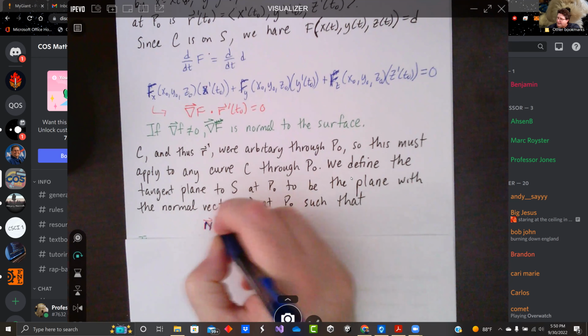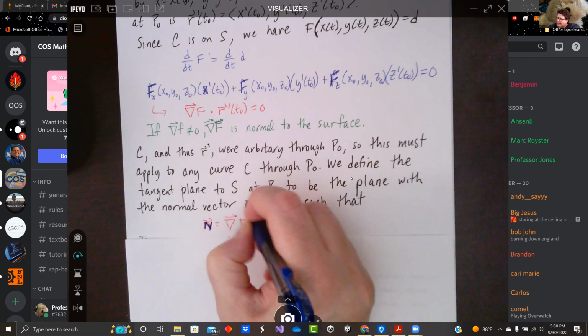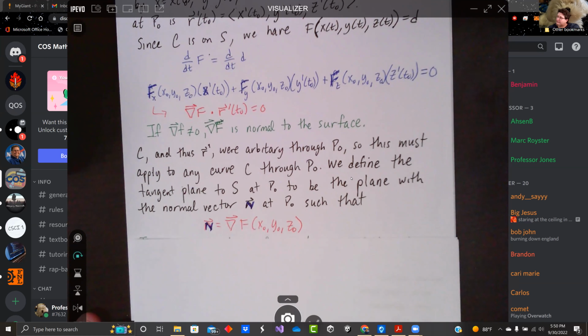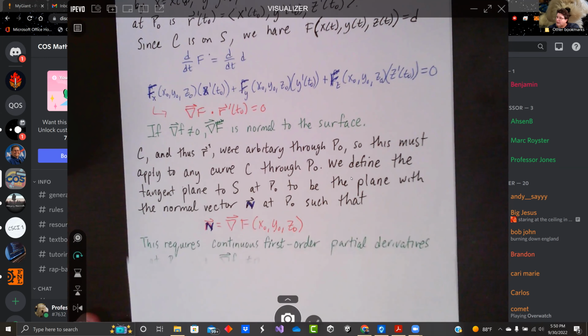We like to use big N for normal vector. Big N is the gradient of f evaluated at X naught, Y naught, Z naught. Since it didn't matter which curve, we had the same gradient. All good. This does require continuous first order partial derivatives at P naught. And of course, we do want the gradient of f to not equal 0.